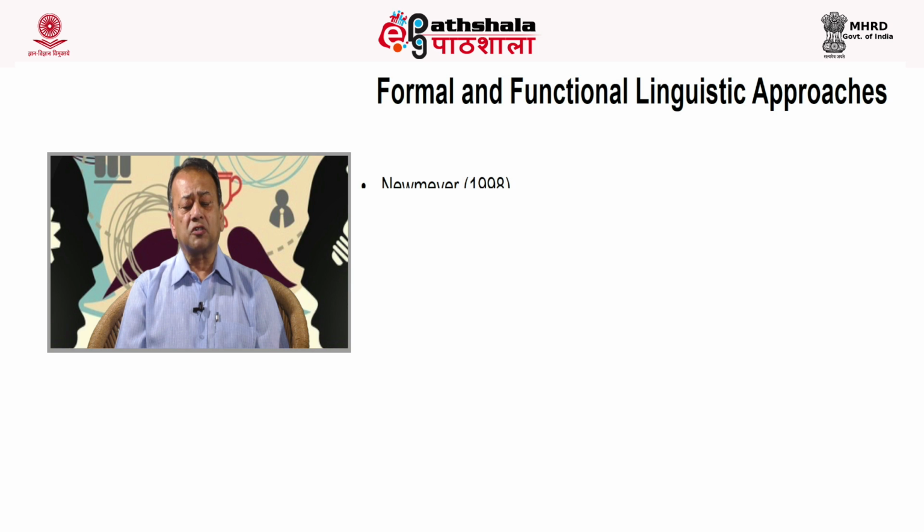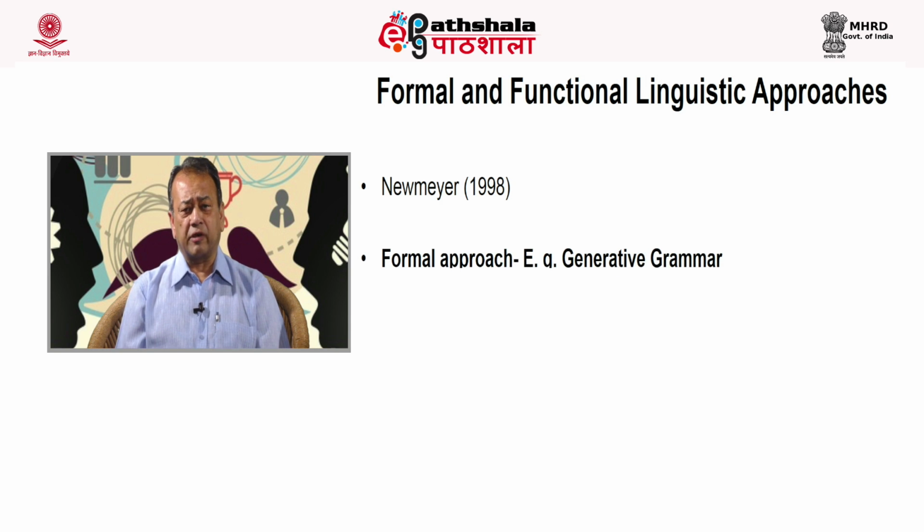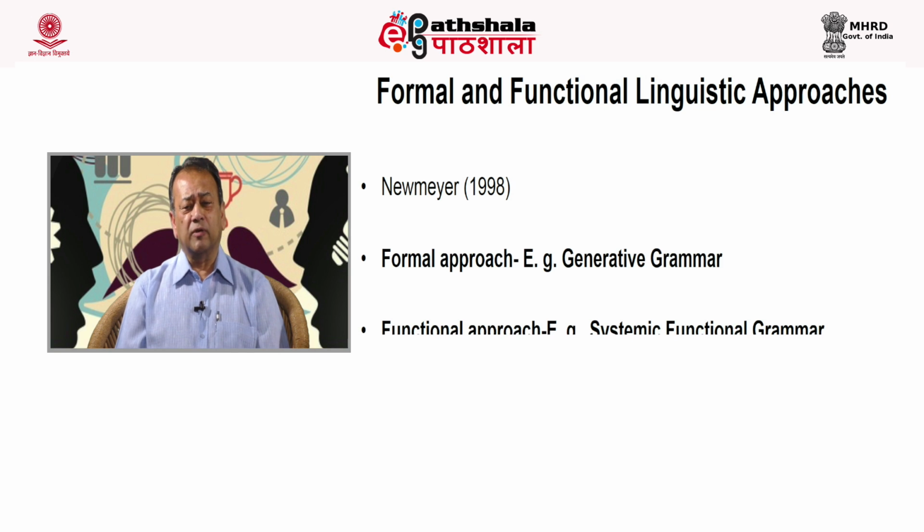The terms formal and functional linguistics apply mainly to theories such as generative grammar, which is a predominantly formal theory of language, and to systemic functional grammar or sociolinguistics, which are predominantly functional in nature. We have good studies discussing the differences and the similarities between these two approaches to language. One of the best known is Frederick Newmeyer's 1998 book.